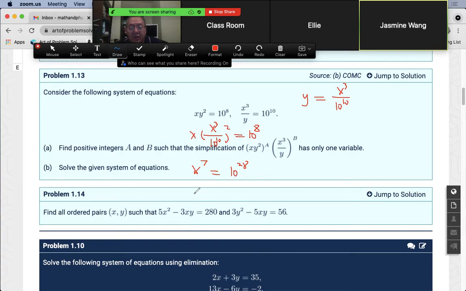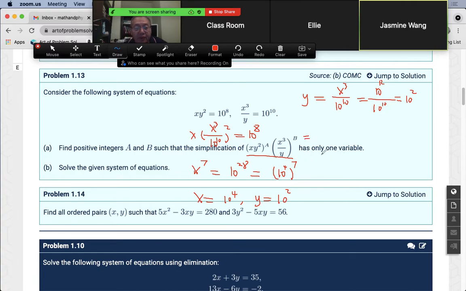Okay, so then x should equal, because you can write 10 power 4 then power 7, we got x equals 10 power 4. Then y will equal, plugging into here, 10 power 12 over 10 power 10. So you got y equals 10 squared. So that's 100. Okay, so get this. Now let's see, this time, after you simplify, they said this only has one variable.